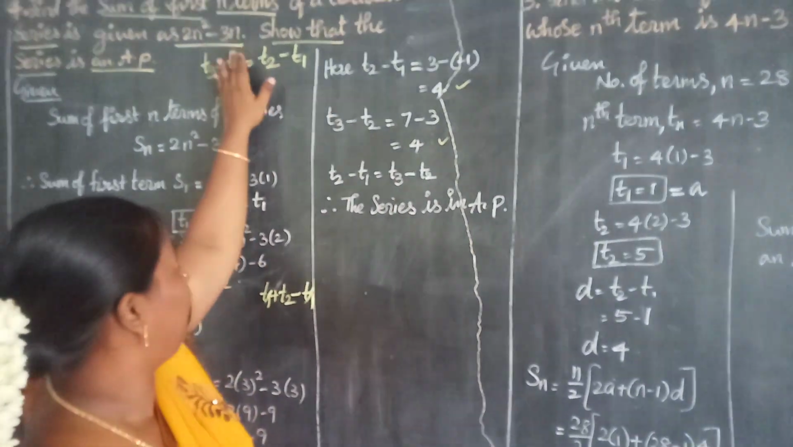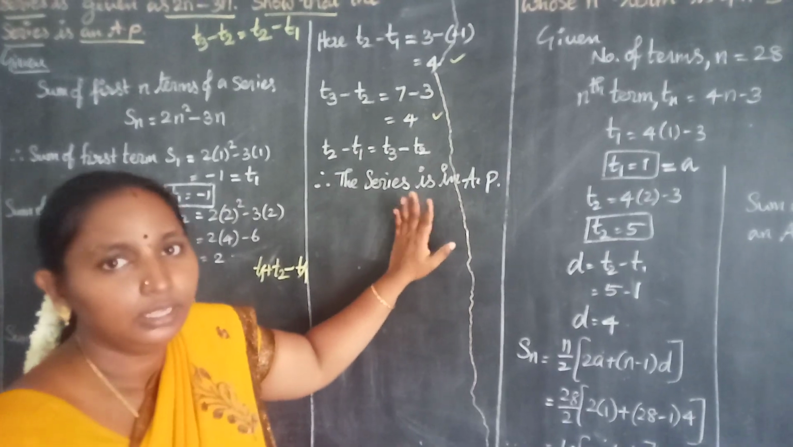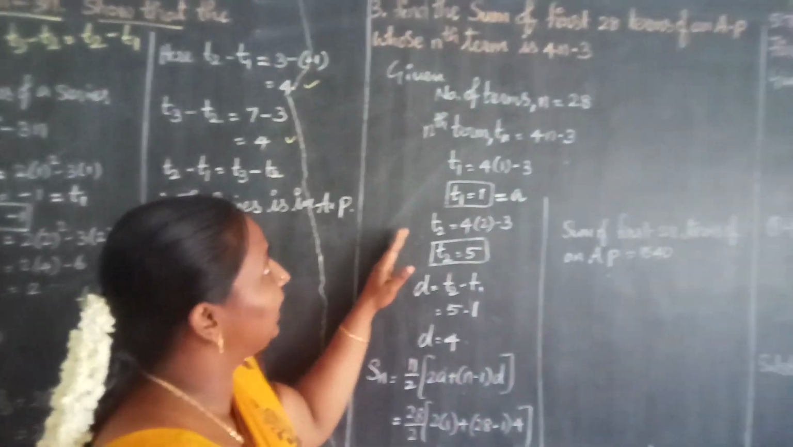So that only they ask in the sum: show that the series is in AP. So we proved the series is in AP. That's all. So move on to the third sum.